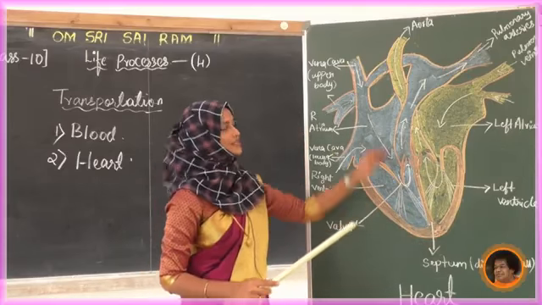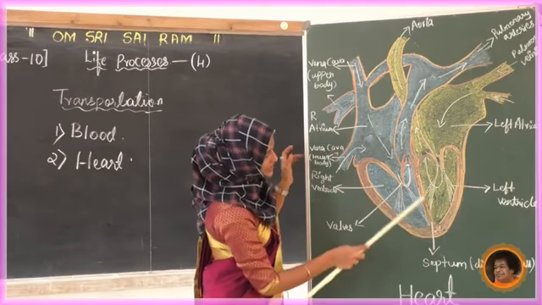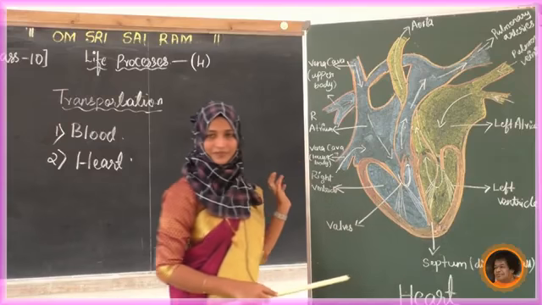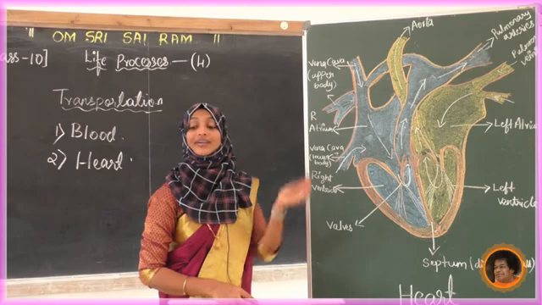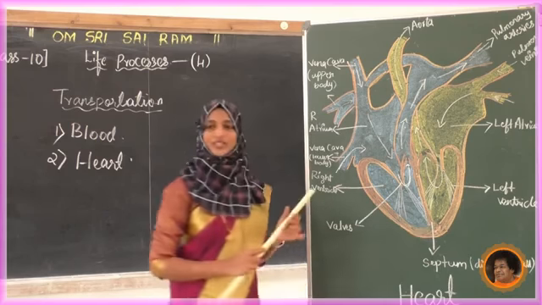Next, one more region we can see here, somewhat brown in color. See here, this part is called the septum. Actually, this is a dividing wall. Now first we will see what is the function of this one.